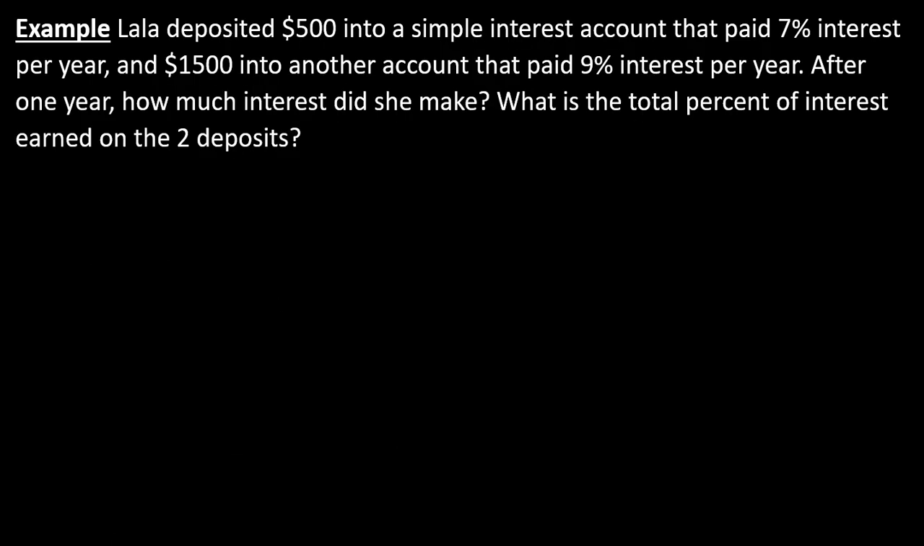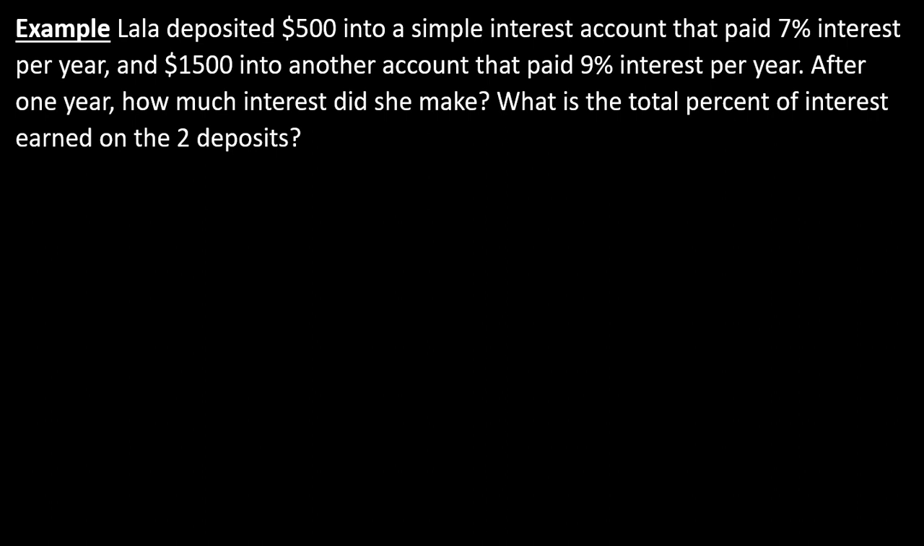So let's take a look at an example here. So I've got money. Lala deposited $500 into a simple interest account that paid 7% interest per year and $1,500 into another account that paid 9% interest per year. After 1 year, how much interest did she make? And then what is the total percent of interest earned on the two deposits?